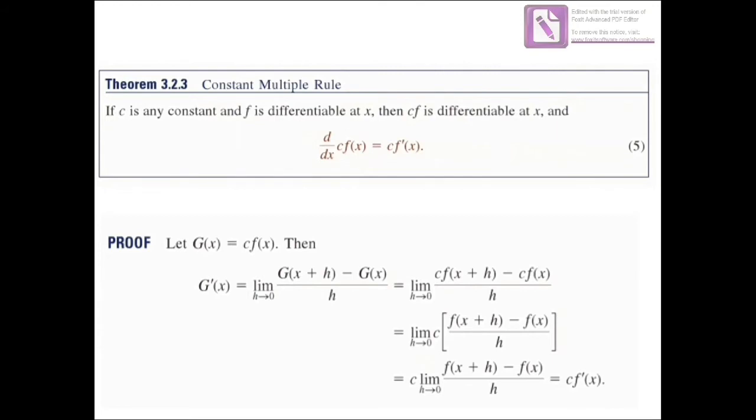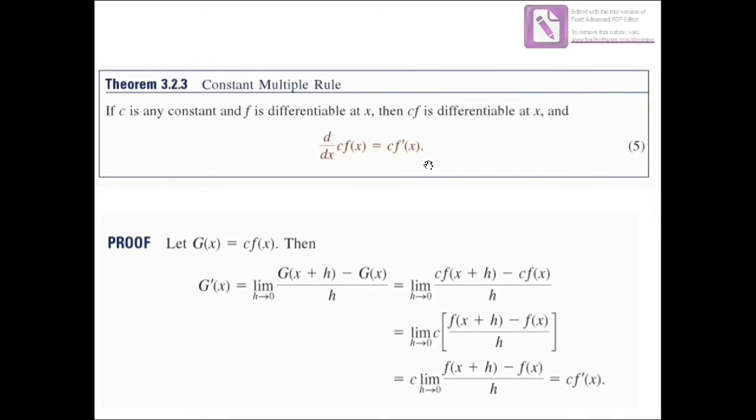Then we have theorem 3.2.3, which is the constant multiple rule. If C is any constant and f is differentiable at x, then Cf is differentiable at x, and it is given by the derivative of Cf of x is equal to C multiplied by f prime x. So if you have a constant C multiplied by a function f, and you want to find the derivative, you can take that constant out and find just the derivative of the function. So the derivative of C multiplied by f will be equal to C multiplied by f prime.